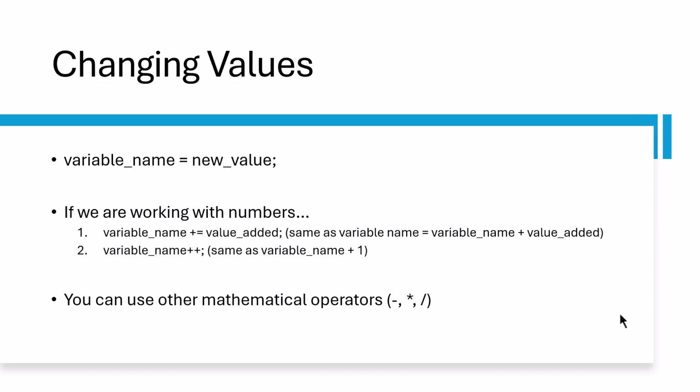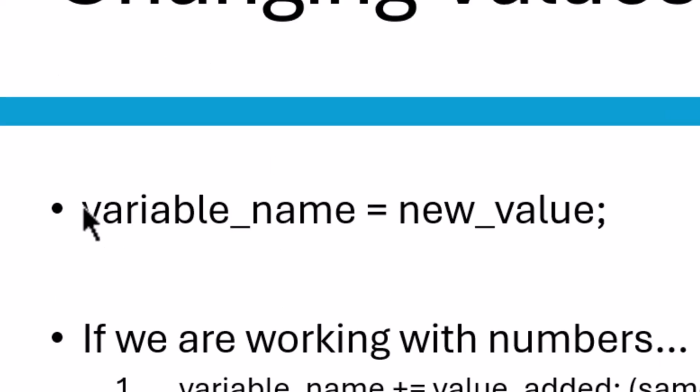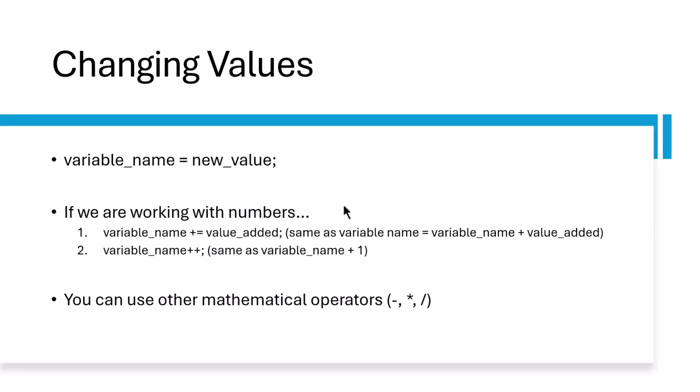When you're working with a variable, you don't want the variable to always stay the same. You know, they are named variables because they have variety to them. You can change what their value is. And the way you do this in C++ is you write the variable's name and then set it equal to the new value you want it to have. The format is like this. And if you're working with numbers, C++ gives you even more options.